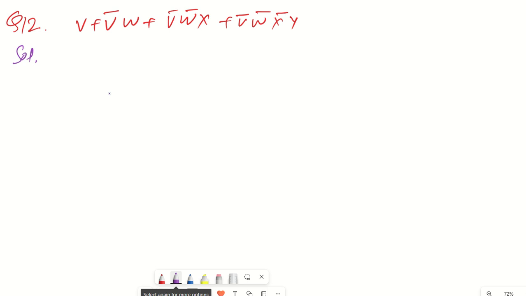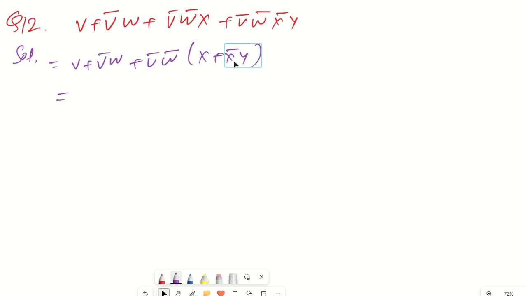Okay, so what we can do is, I can write it down, the above expression as, can I take v bar w bar common from last two terms? Okay, so we can do that. V plus v bar w plus v bar w bar into x plus x bar y. Alright, now you know already that x plus x bar y will be x plus y. Okay, so you know that why?